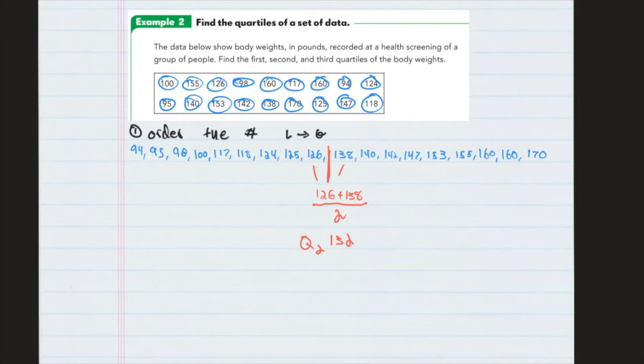So let's look at the left. We have 9 numbers. That means that I should have 4, 4, and then that 5th number is going to be in the middle. So kind of think of it this way, right? 94, 126, 95, 125, 88, 124, 100, 118. So 117, that is going to be my first quartile because it represents kind of where the cutoff is between the first 25%.